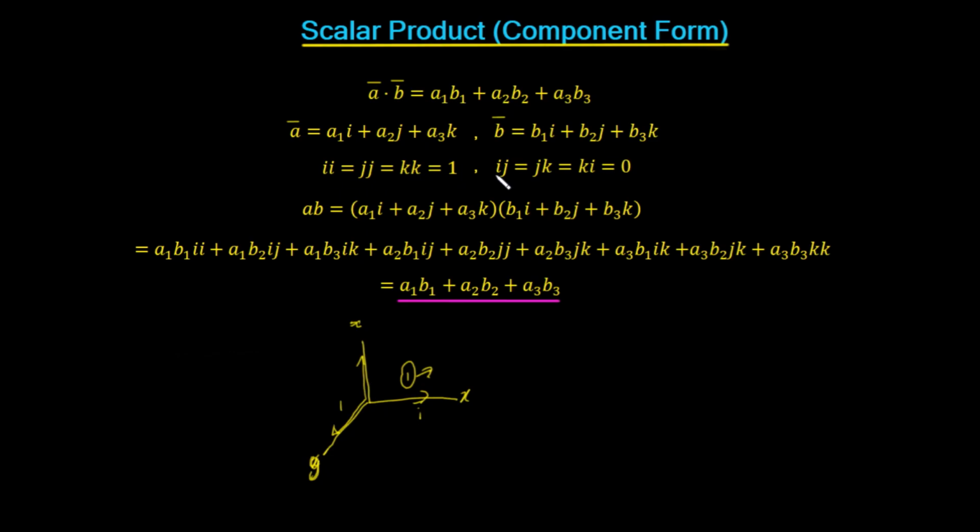Now equally, when we look at i dot j, j dot k, or k dot i, then these are going to give us a value of 0. Because this one here, for example, says how much of the vector i is in the direction of j, and that's going to be exactly 0.